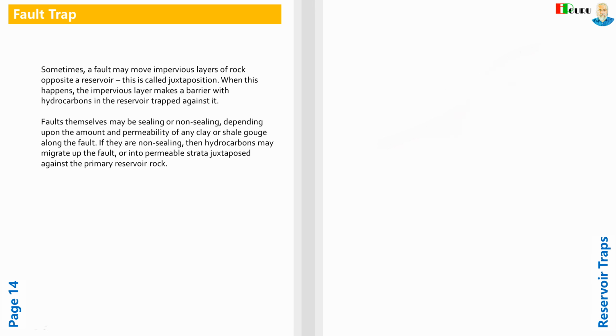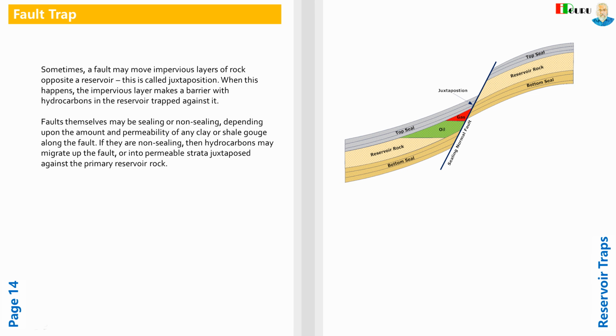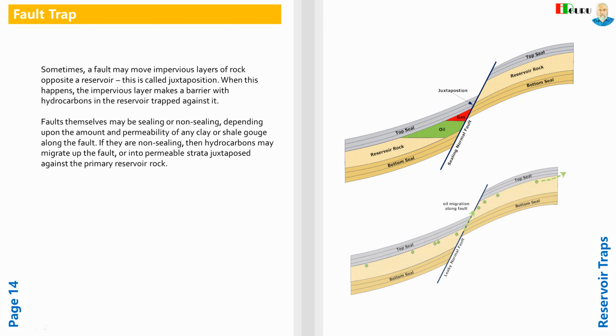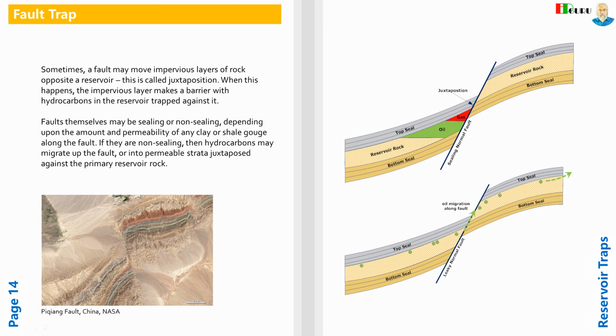Sometimes a fault may move impervious layers of rock opposite a reservoir. This is called juxtaposition. When this happens, the impervious layer makes a barrier with hydrocarbons in the reservoir trapped against it. Faults themselves may be sealing or non-sealing, depending upon the amount and permeability of any clay or shale gouge along the fault. If they are non-sealing, then hydrocarbons may migrate up the fault or into a permeable strata juxtaposed against the primary reservoir rock.